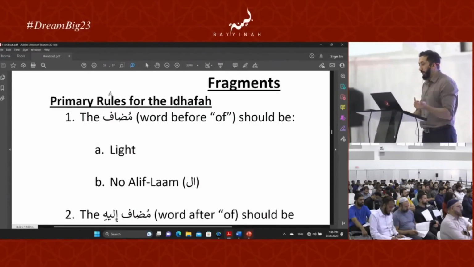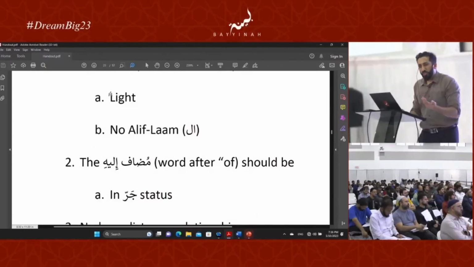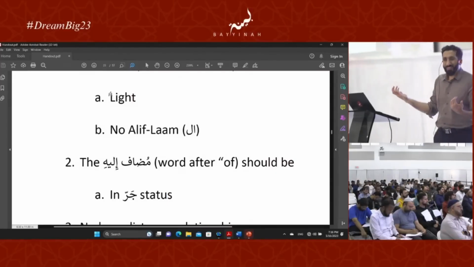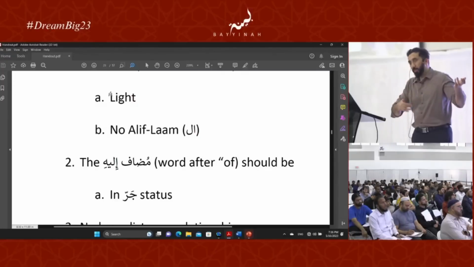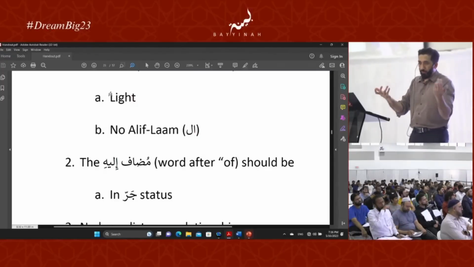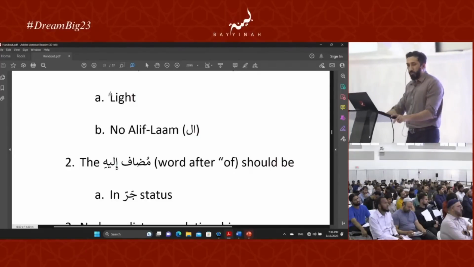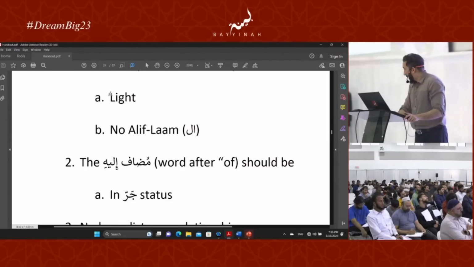The mudaf ilayh, the word after of, should be jar status, which is kind of something we already knew. How did I define jar in the beginning? I said jar means after of, and now mudaf ilayh is after of. So jar and mudaf ilayh are like 2 words for the same thing almost. Jar is a little more than that, but for now it's okay. So every mudaf ilayh is jar.